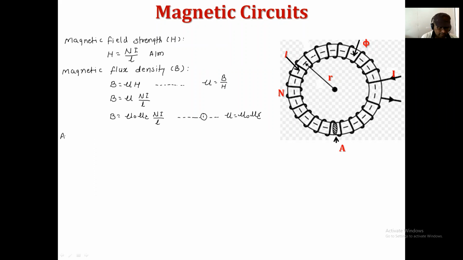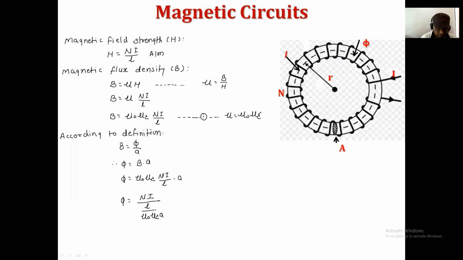Then, according to the definition, we can write B is equal to phi upon A. Therefore, phi is equal to B into A. Now I can put the value of B from equation number 1, which is mu 0, mu r, Ni upon L into A. Then I rearrange that equation: phi is equal to Ni upon L divided by mu 0, mu r, A. This is in one bracket.